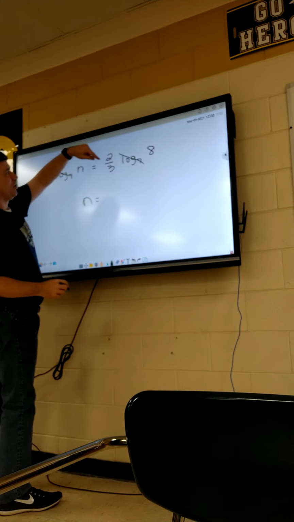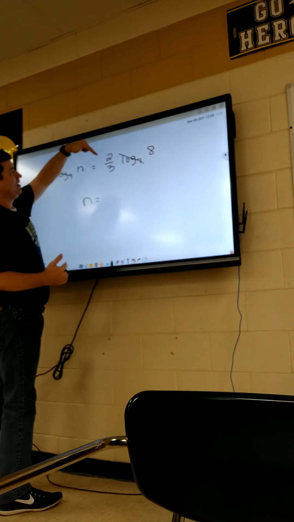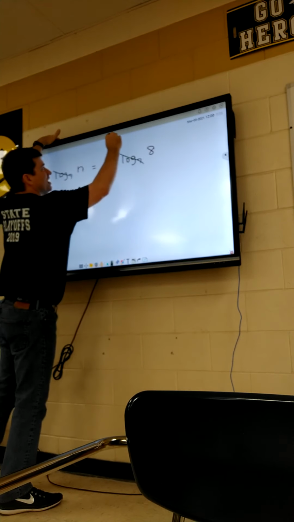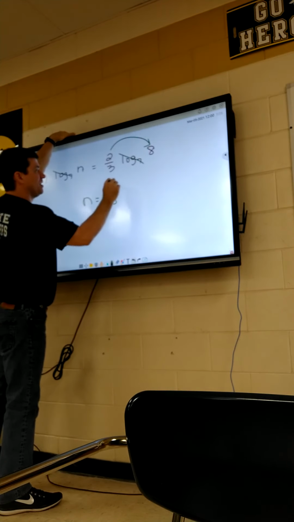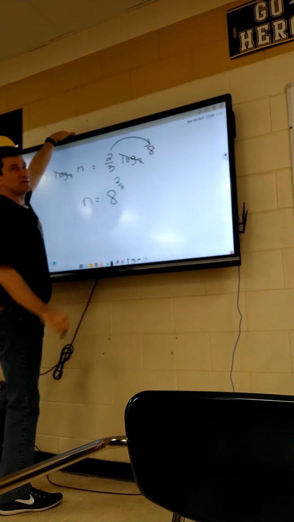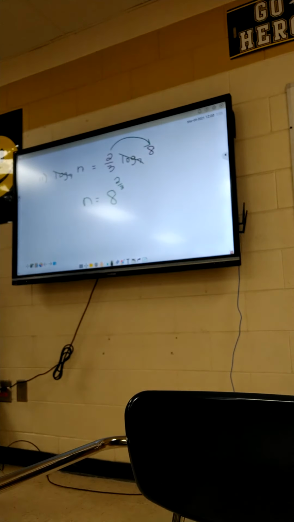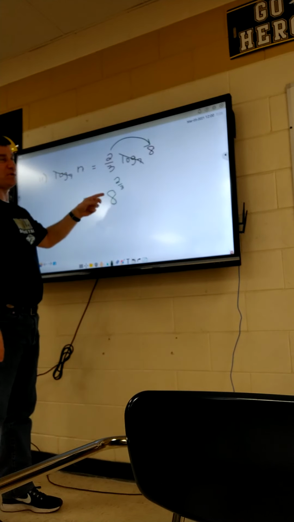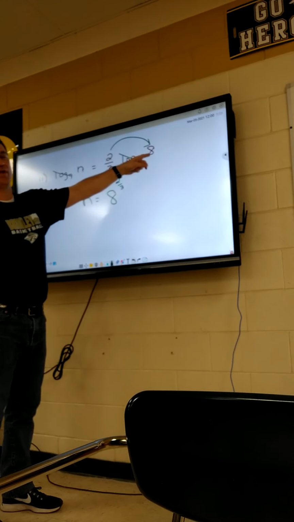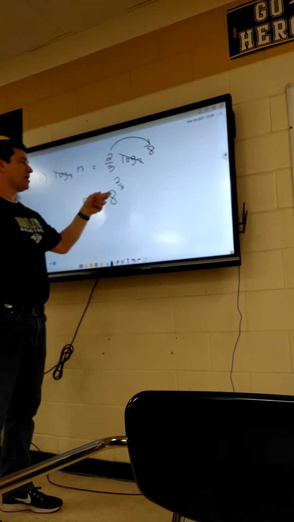Anytime, Trinity, you got a number, whether it's a fraction or not, in front of the log, it becomes the exponent for the other number. So this problem is going to be 8 to the 2/3. Okay. So now you just type it in the calculator. Anytime you got a fraction or a number in front of the log, when you set it up, it becomes the exponent for that number. So now, type that in your calculator.